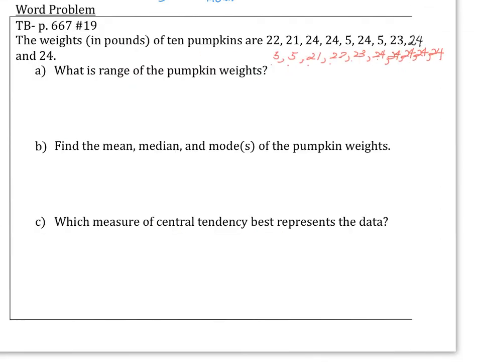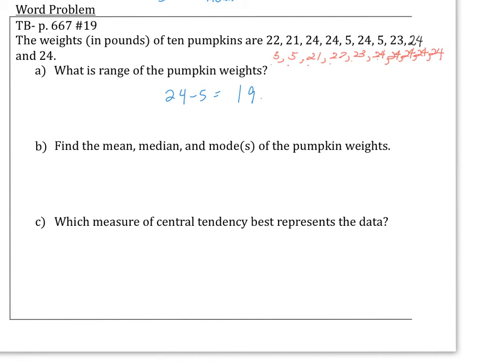Okay, let's look at a real life problem here. The weights in pounds of 10 pumpkins are the set of data that's given here. And part A wants you to find the range of the pumpkin weights. And I already went ahead and reordered all these values from least to greatest. So 5 is actually the smallest number, and then 24 the biggest. So we're going to take 24 and we're going to subtract 5. So that makes 19.